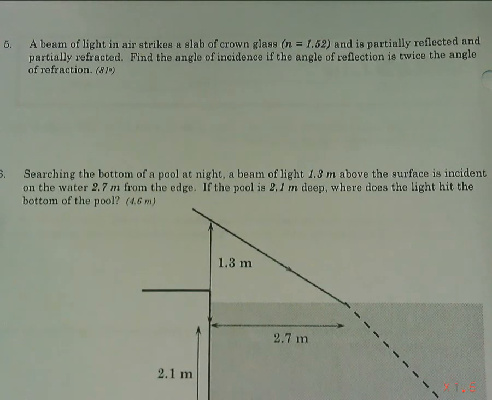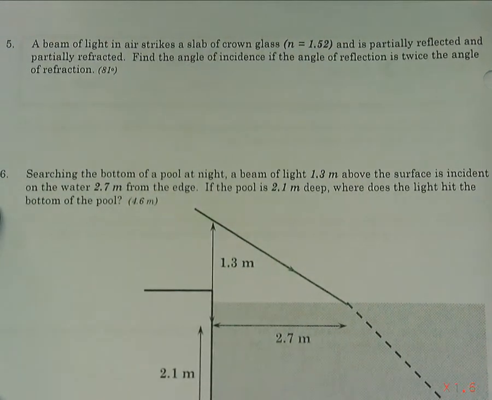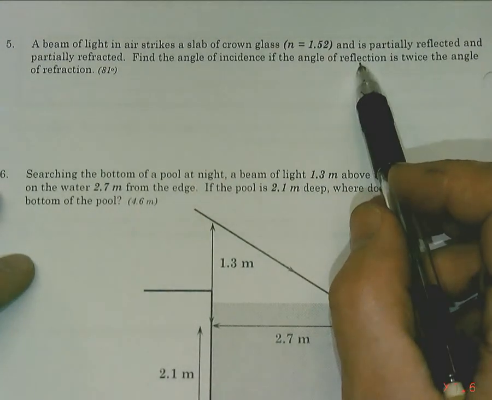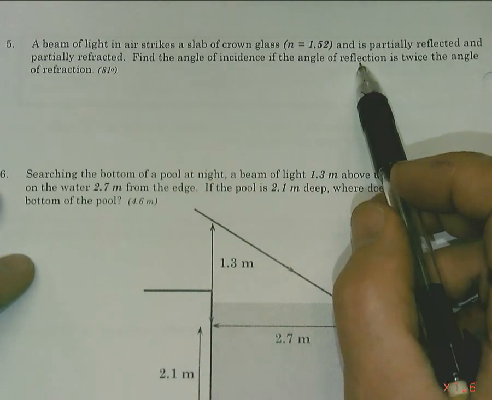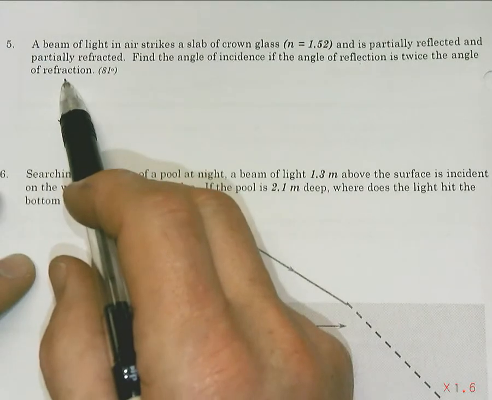Snell's law problems number 5. We have a beam of light striking a slab of crown glass, partially reflected, partially refracted. Find the angle of incidence if the angle of reflection, not refraction, is twice the angle of refraction.